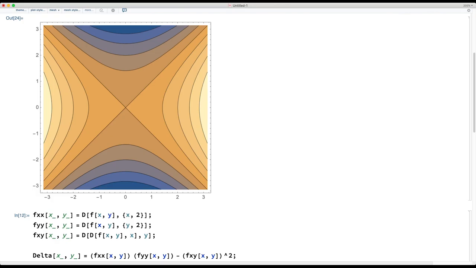If we look at the contour plot, in the horizontal direction, it looks like a local min. If I'm at negative 3, 0, and I start here and walk east, I go down and then I come back up. Whereas if I started at 0, negative 3 and walked north, I would go up, then down. So in the east-west direction, this point in the middle looks like a local minimum, but in the north-south direction, it looks like a local maximum.